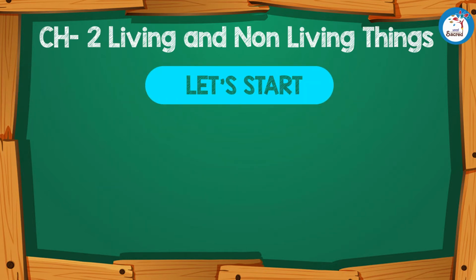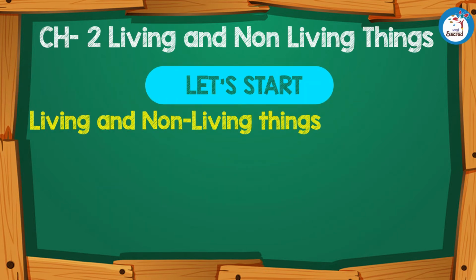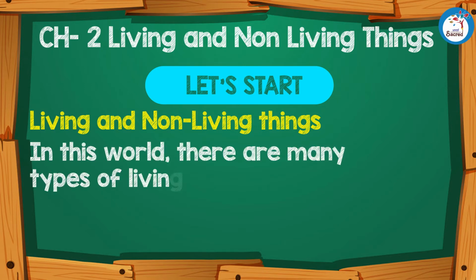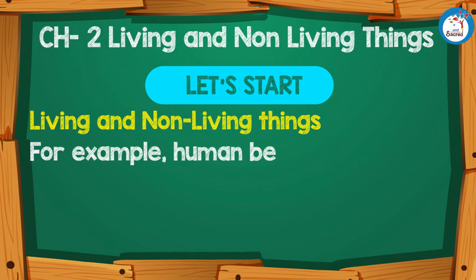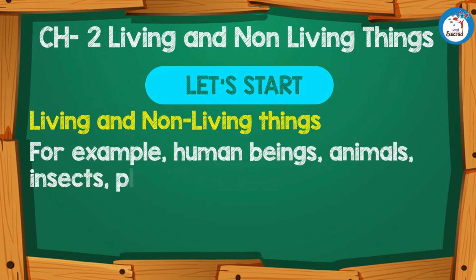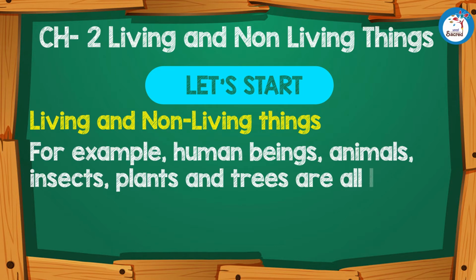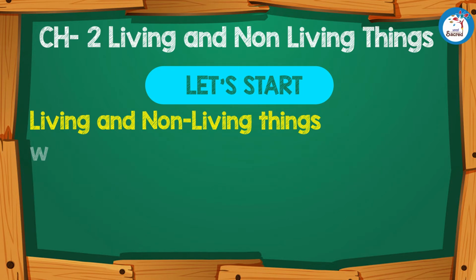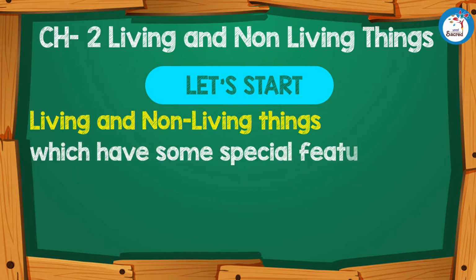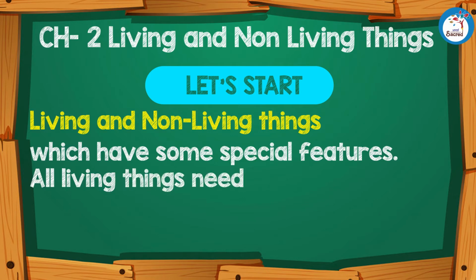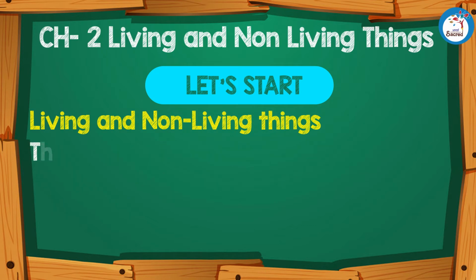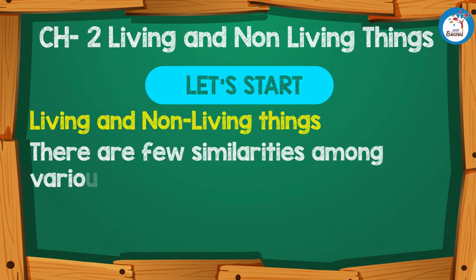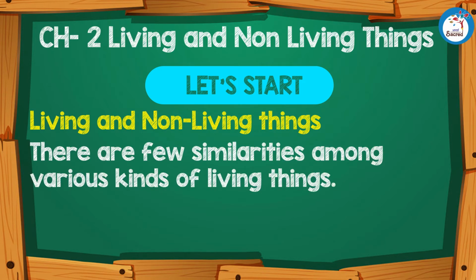Let's start. Living and non-living things. In this world, there are many types of living and non-living things. For example, human beings, animals, insects, plants, and trees are all living things which have some special features. All living things need air, water, and food to survive. There are few similarities among various kinds of living things.